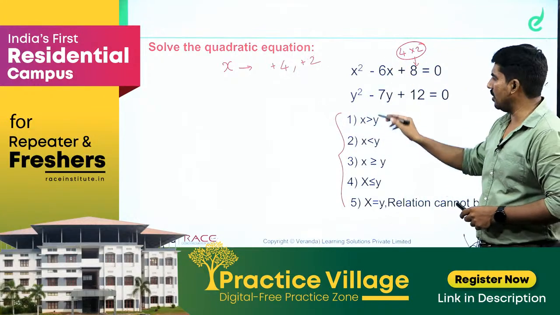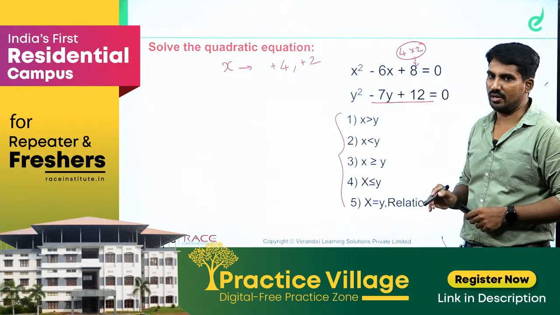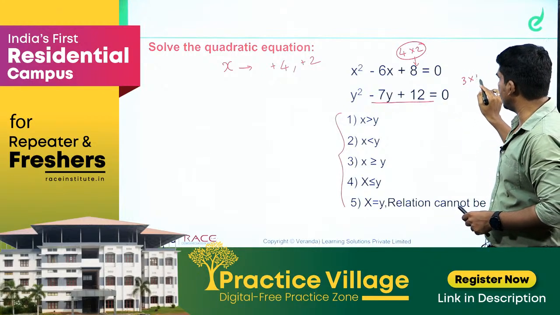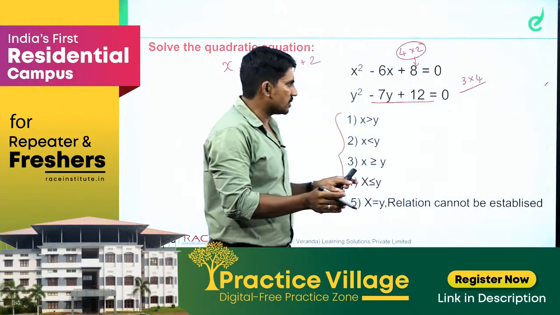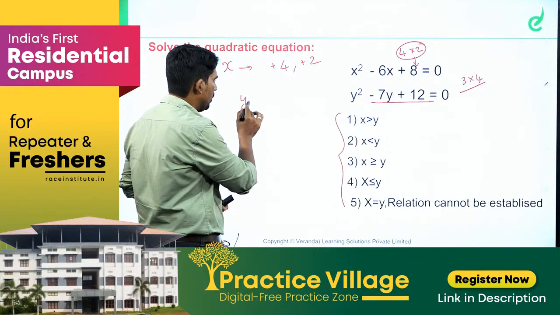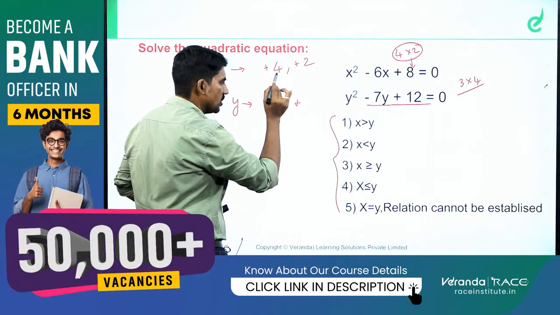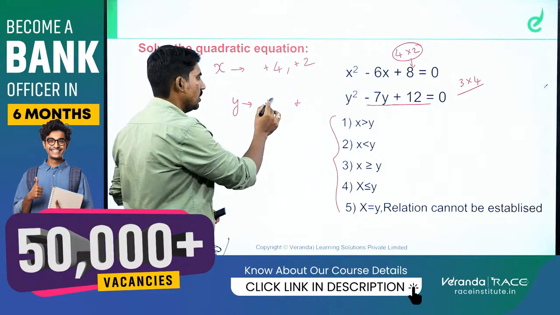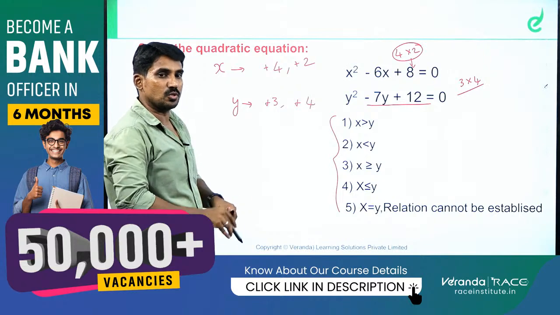Now, the y value. Product is 12, sum is 7. What can we take? For the product 12, shall we consider 3 into 4? 3 into 4 is 12, and 3 plus 4 is 7. Therefore, for y also it is minus plus, so both roots are positive. One root is 3, one root is 4. We got the roots quickly.